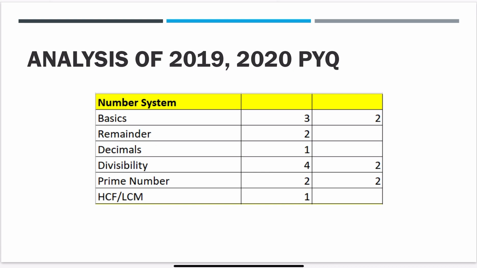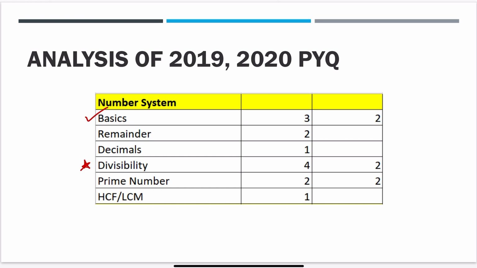In number system, today we are going to do the basics of number system. Basics include what a number is, what an even number is, what an integer is, and so on. Then we are going to do the remainder, decimal, divisibility rules. Divisibility rules, I would say, are very important. Every year you can expect at least 3 to 4 questions from this area.